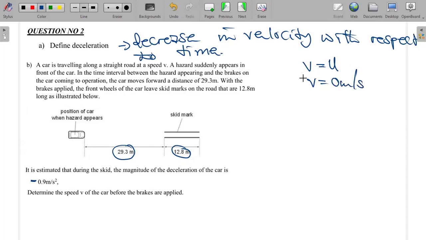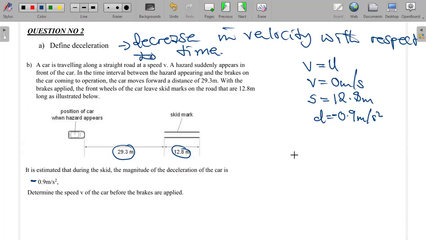The distance for the brakes to be applied, the displacement, after the brakes are applied for it to come to a stop, is 12.8 meters. And they've already given us the value of acceleration. This is equal to 0.9 meters per second squared, and since this is deceleration, we are always supposed to indicate a negative in front.